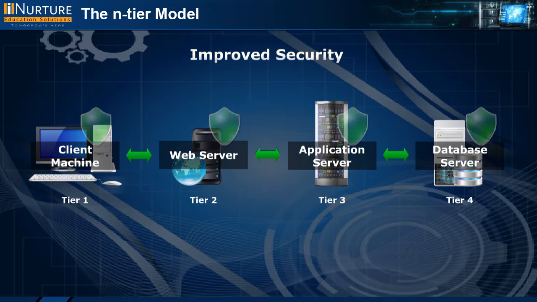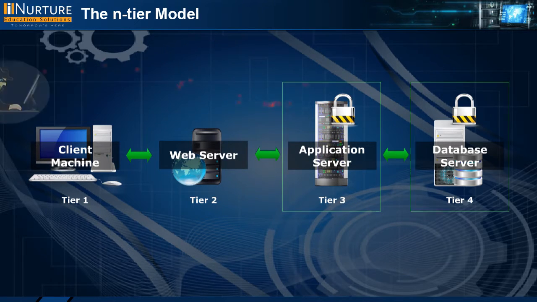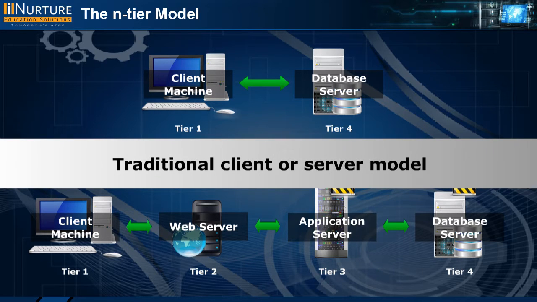Let us assume that an attacker has compromised a web server. Since the other tiers have their own security policies, the attacker would not be able to gain access to the application or database tiers. The N-tier model is being increasingly used due to the advantages it gives over the traditional client or server model.